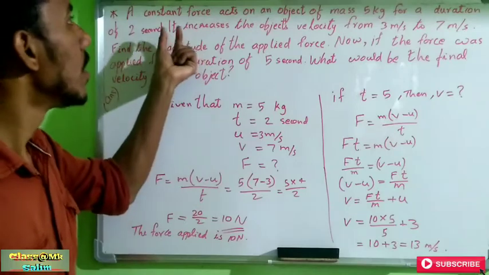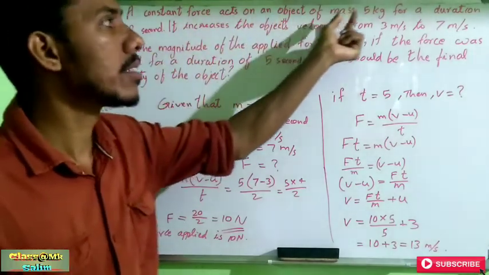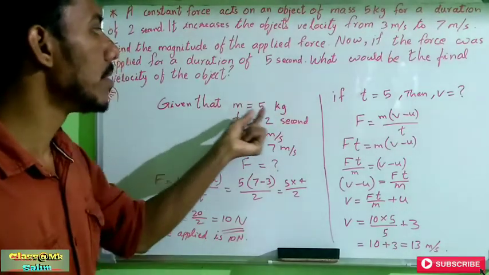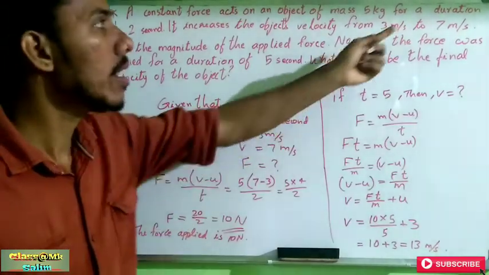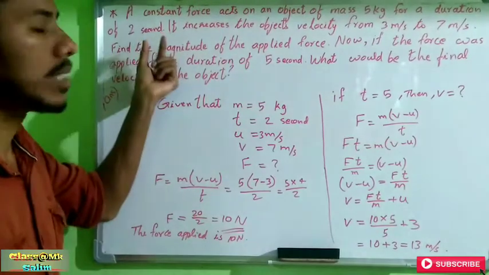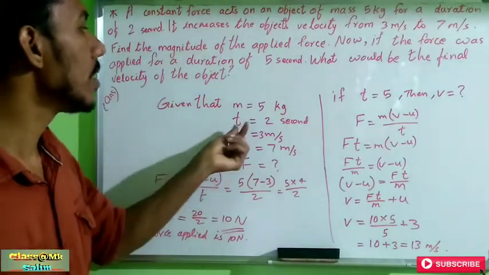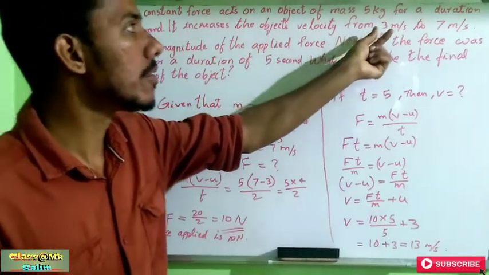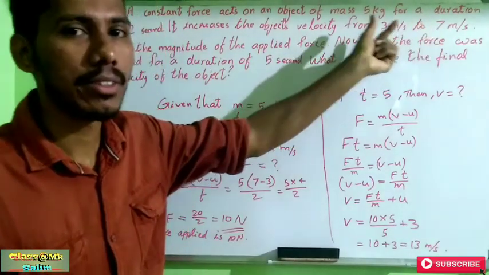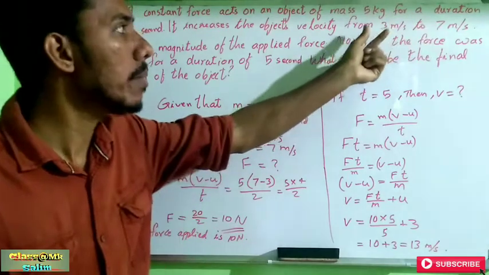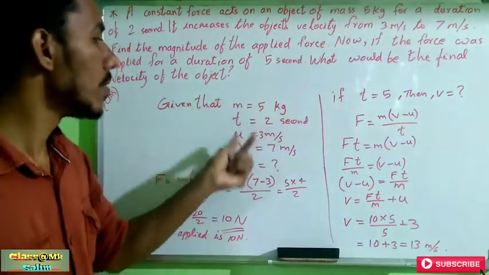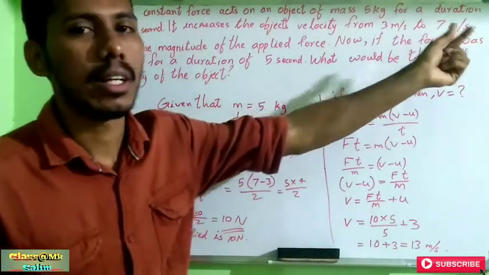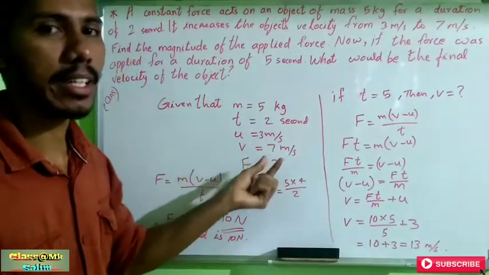Read it repeatedly and find what are the given quantities. First, read it. The constant force acts on an object of mass 5 kg. We get the mass of that object. Given that m is equal to 5 kg. Then a duration of 2 seconds. That means the time is given as 2 seconds. Then it increases the object's velocity from 3 to 7. That means initial velocity is 3, u is equal to 3 meter per second. Then to 7, that means final velocity is 7 meter per second.